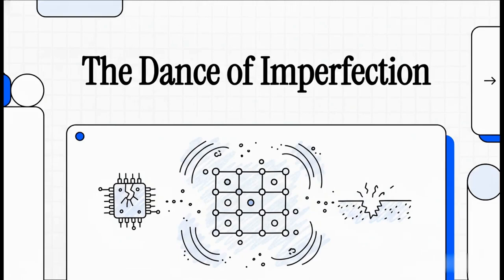Semiconductors, the dance of imperfection. You know, when you think about the magic happening inside your phone, you probably imagine absolute perfection. But we're about to dive into one of the biggest, most fascinating paradoxes in all of technology.